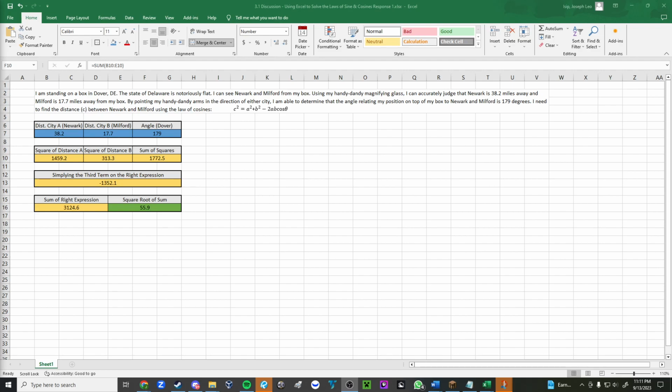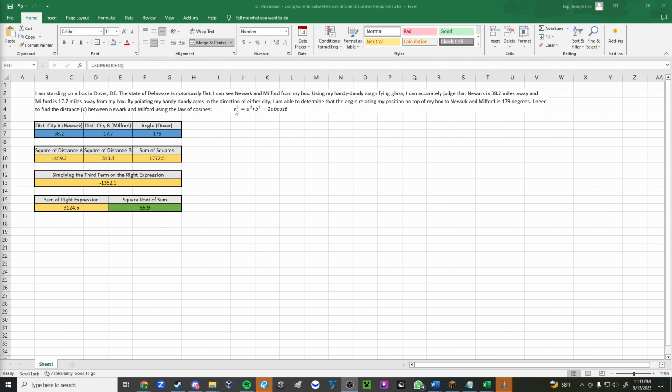I can see Newark and Milford from my box, and using my handy dandy magnifying glass, I can accurately judge that Newark is 38.2 miles away and Milford is 17.7 miles away from my box. By pointing my handy dandy arms in the direction of either city, I am able to determine that the angle relating my position on top of my box to Newark and Milford is 179 degrees. I have to find the distance c between Newark and Milford using the law of cosines.